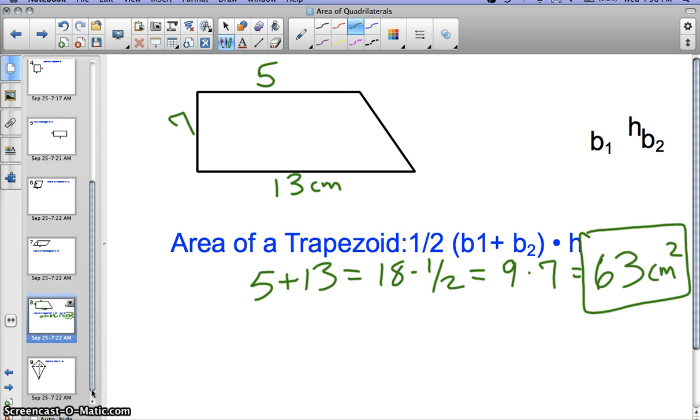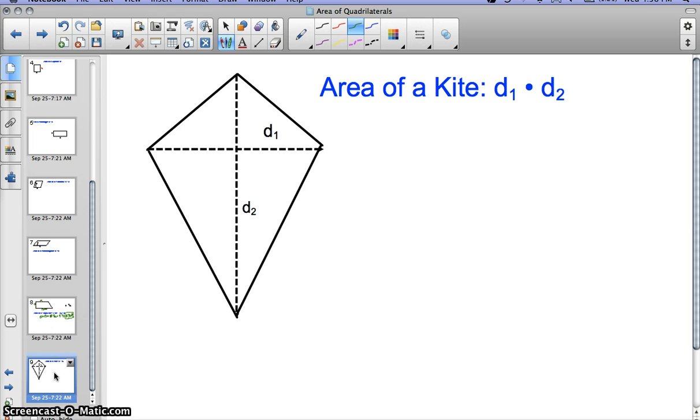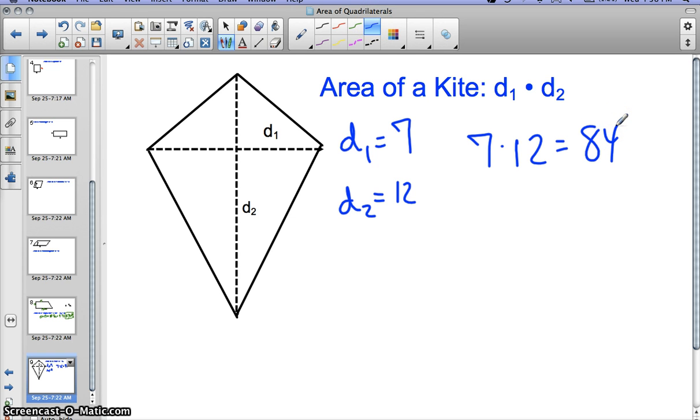And last but not least, we have our famous kite. So, this one's a little bit different. It's kind of funky, but basically what it says is diagonal 1 times diagonal 2. So if I said D1 is equal to 7 and diagonal 2 is equal to 12, it's simply 7 times 12, which gives us our 84. And again, if this was inches, this would be square inches. Right. That one's pretty straightforward. It's different than all the rest, but at the same time, it's really not too bad.